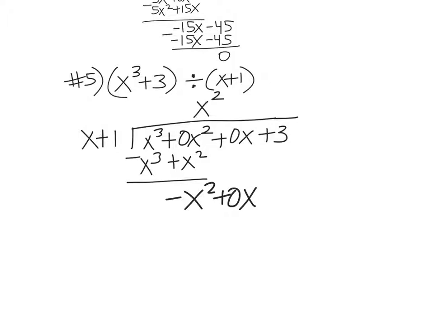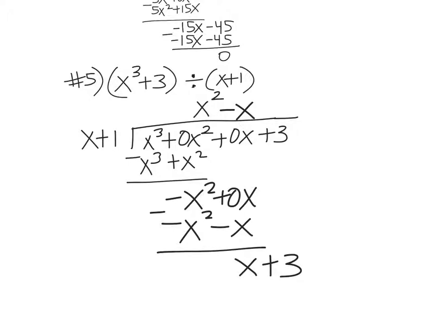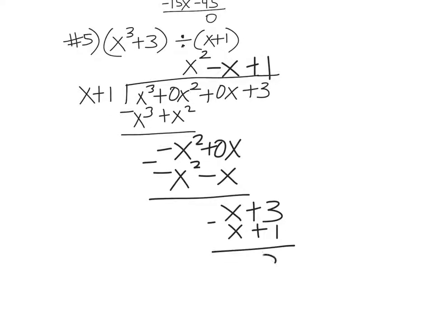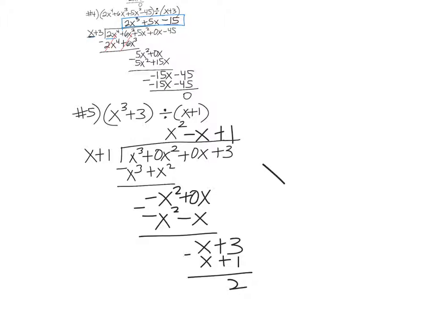All right, so now what times x is negative x squared? That would be a negative x. Go ahead and multiply, and you get negative x squared minus x. Subtract again. The first terms will cancel out. You get 0 minus negative 1 is positive 1. Bring down the 3. x times what is x? That's just 1. 1 times x, 1 times 1. Subtract, remainder 2.